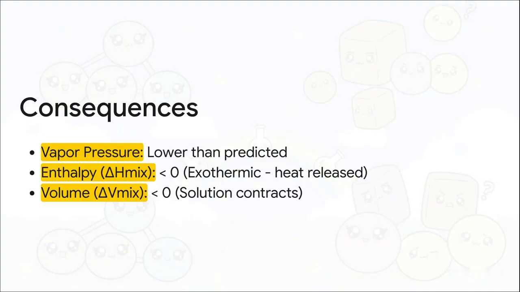And again, we see three clear consequences. First, the vapor pressure is lower than predicted. Second, the process is exothermic. It actually releases heat. Why? Because forming these new, super strong bonds gives off energy. And finally, the total volume shrinks a bit, as those stronger attractions pull all the molecules closer together.